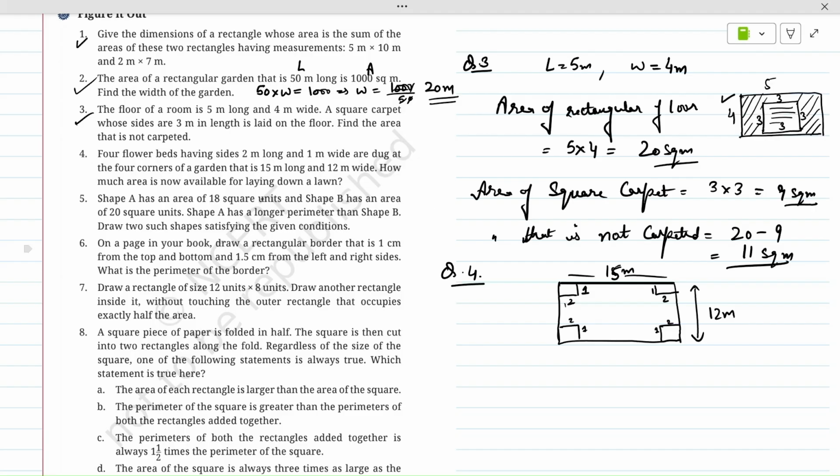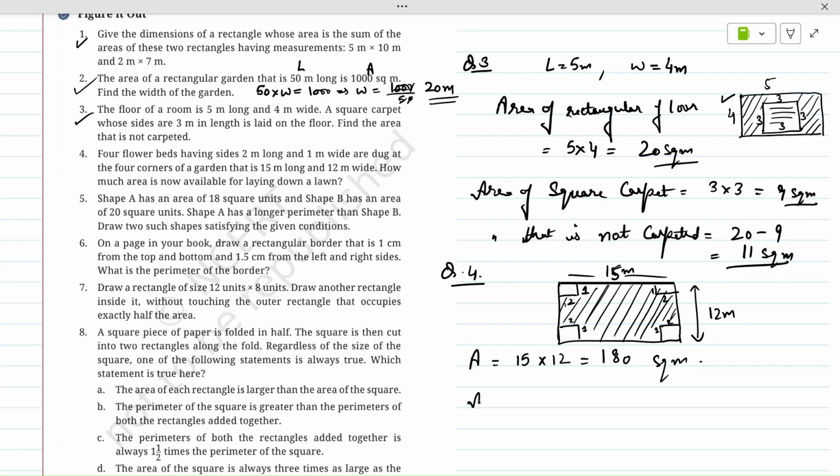What we have to find, how much area is now available for laying down a lawn. So how much area can be used for laying down a lawn is this area, right? The one where inside this garden the flower beds are not there. So this is easy. What we'll have to do, first find out the area of this rectangular garden, which will be area is equal to 15 into 12. It will be 180 square meter, right?